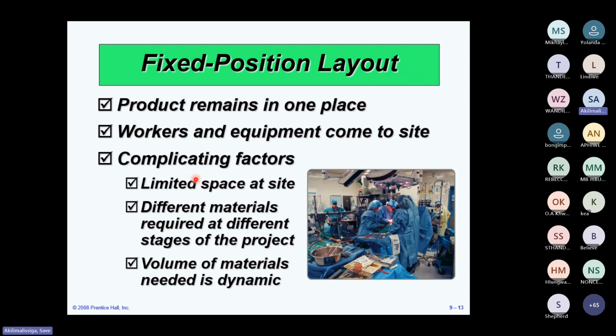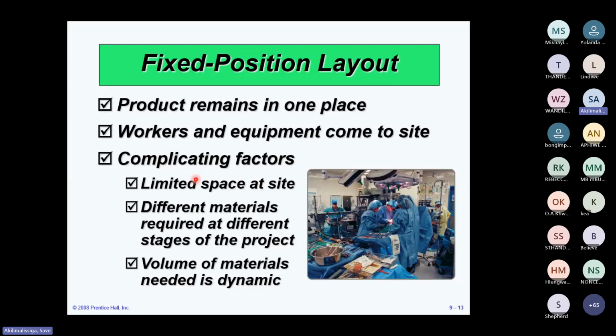All right. So the next layout is the fixed position layout. It says product remains in one place. So in other words, there is no movement there. The product must remain in one place. So in other words, this becomes a site, not a construction site, let's say a site. So workers and equipment come to site.